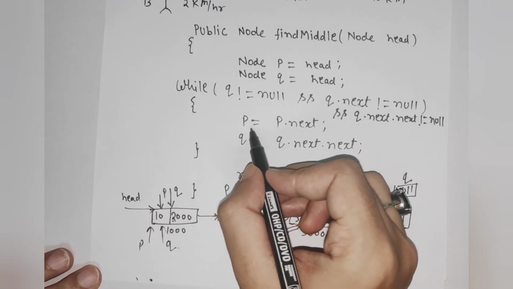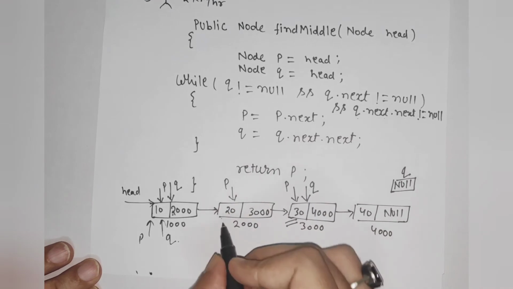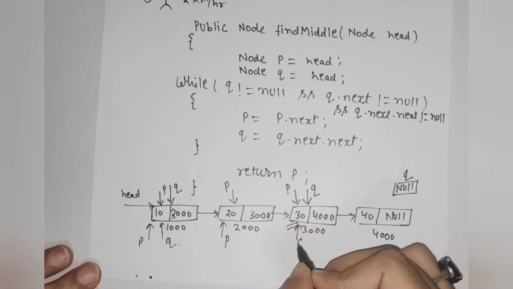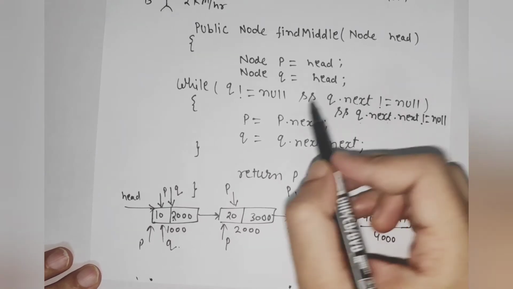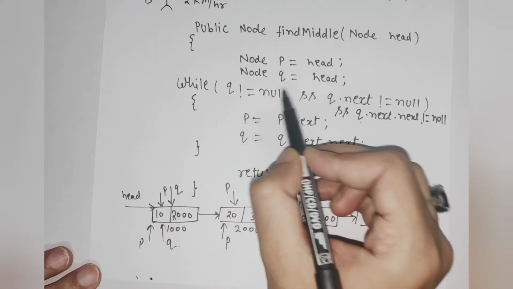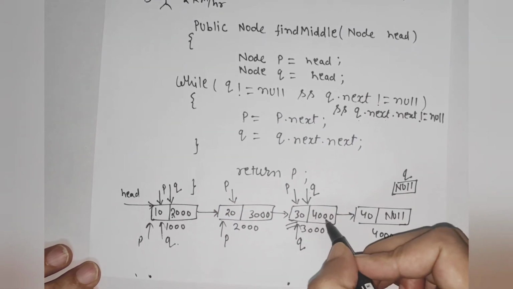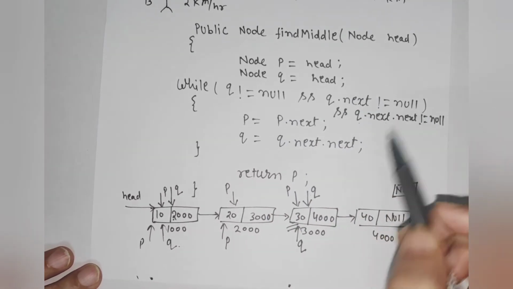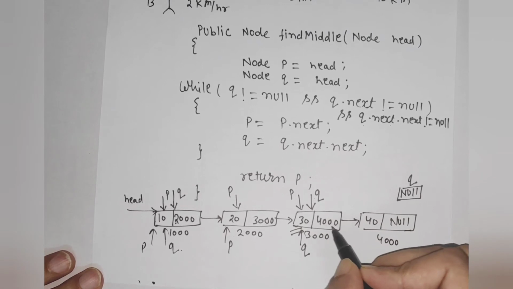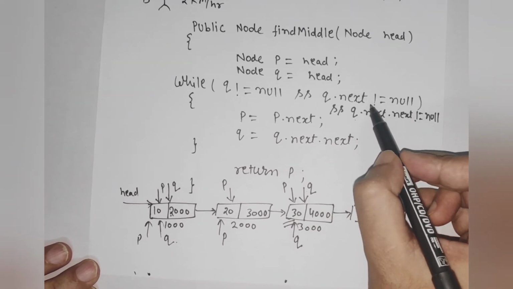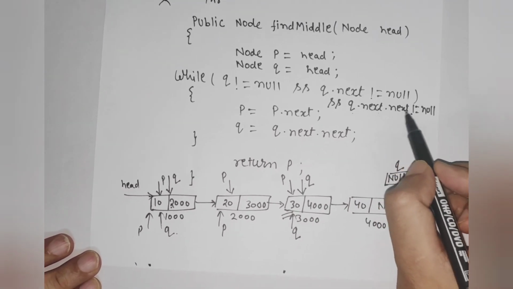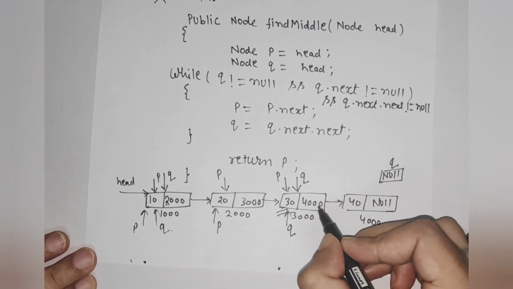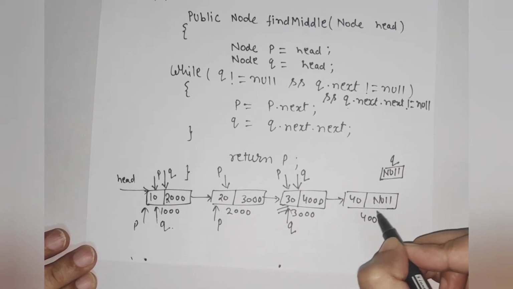So we will increment P by 1 and Q by 2. So P will be here and Q will be here. Now again we will check Q not equal to null. So yes, Q not equal to null and we will check Q dot next not equal to null. Yes, Q dot next is not equal to null. We will check one more condition Q dot next dot next not equal to null. So Q dot next is 4000 and 4000 dot next is null.